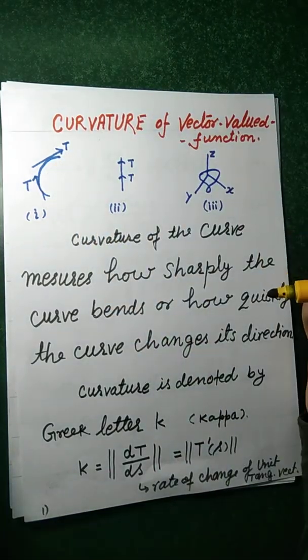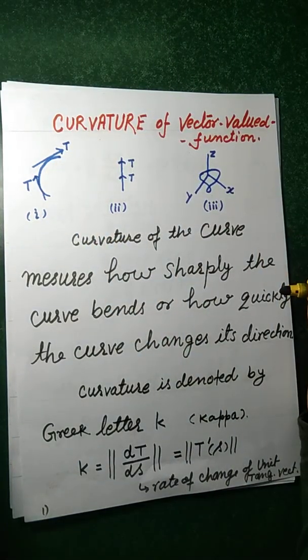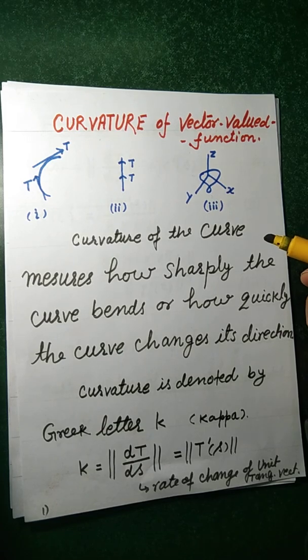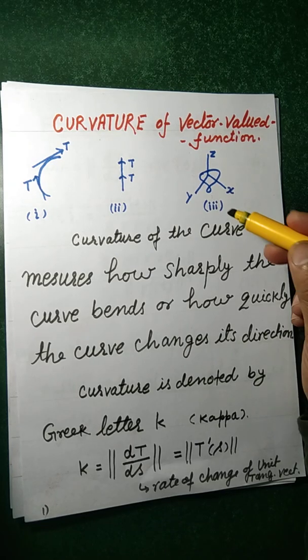These curves bend and change their direction, while if we have a straight line, the tangent does not change. There is no change. Curvature of a straight line is 0. And if we look into a 3 space curve, there are bends in this way.